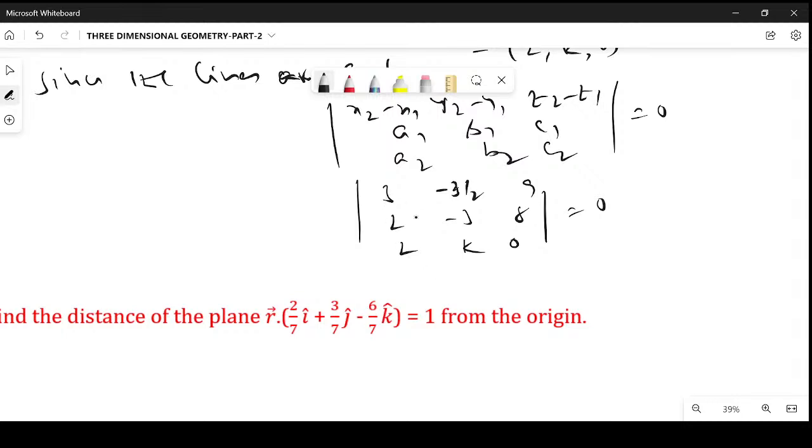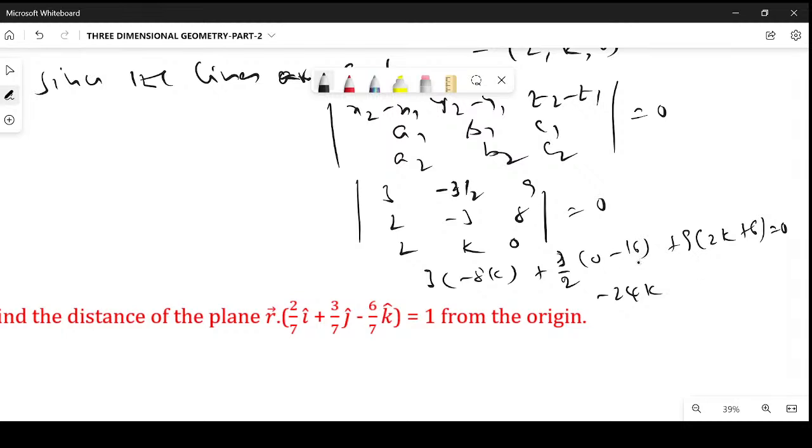You can simplify this. If you expand, 3 into 0 minus 8k, plus 3 by 2 into 0 minus 16, plus 9 into 2k plus 6, equal to 0. Now you can simplify. This is minus 24k.